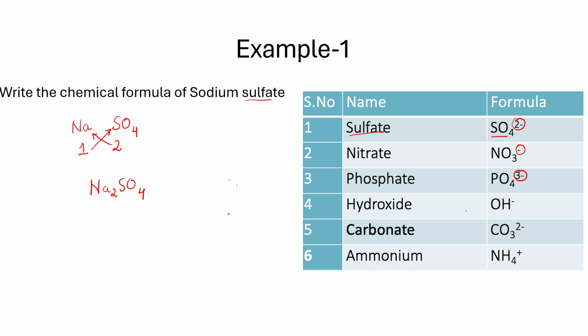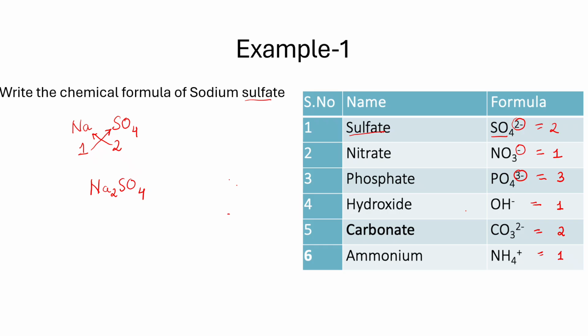For example, the valency of sulfate is 2. The valency of nitrate is 1. The valency of phosphate is 3. The valency of hydroxide is 1. The valency of carbonate is 2, and that of ammonium is again 1.